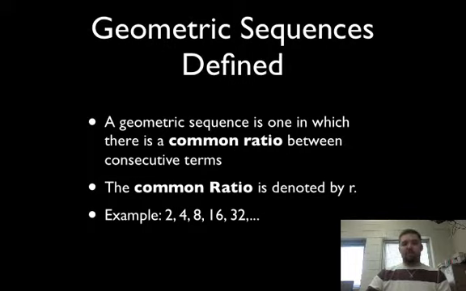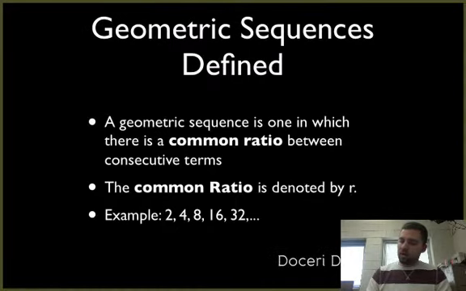In this example that we're given here, 2, 4, 8, 16, 32, notice that we're taking each term and multiplying it by 2 every time. 2 times 2 is 4, 4 times 2 is 8, 8 times 2 is 16. So our common ratio in this one would be r equals 2. I'm multiplying by 2 every time.